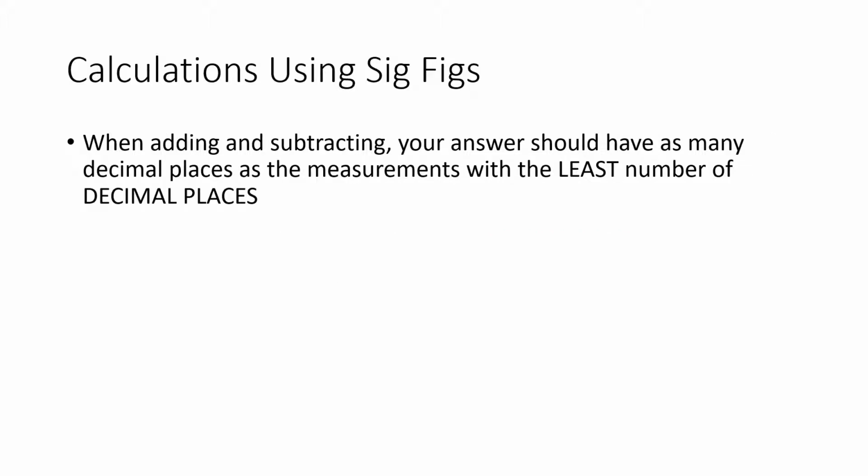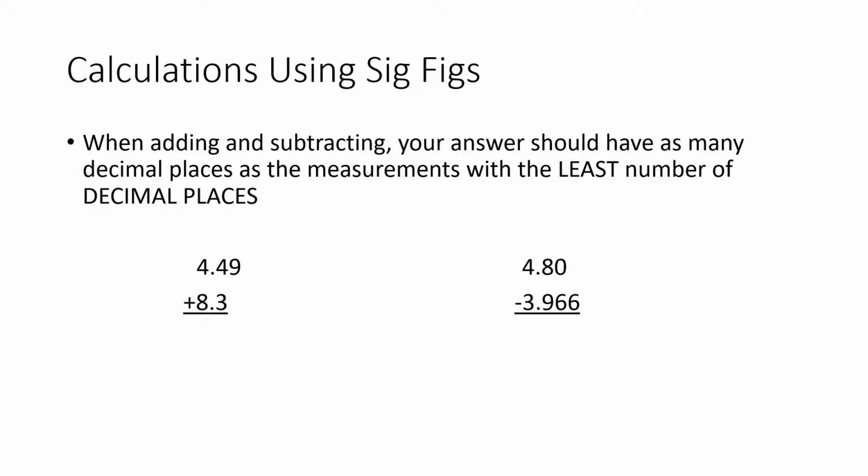Our second rule for using calculations and sig figs is going to be used whenever we're adding and subtracting. Our answer should have as many decimal places as the measurement with the least number of decimal places. So multiplying and dividing looked at the least number of digits, while adding and subtracting looks at the least number of decimal places. Let's look at a couple of examples.